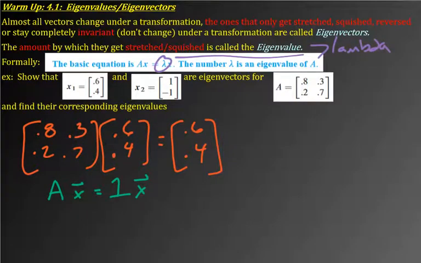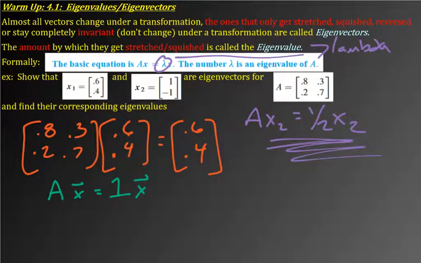And you can see the same thing. If you do A times x2, what you're going to get is 1/2 of x2. I'll let you do that one out just to see it. But that's all eigenvectors are. They are things that change in a very simple way, and the simple way is that they're just a scalar of the original vector after the transformation, which is pretty rare.